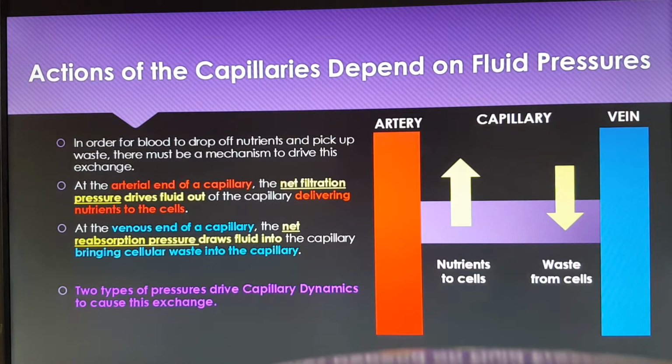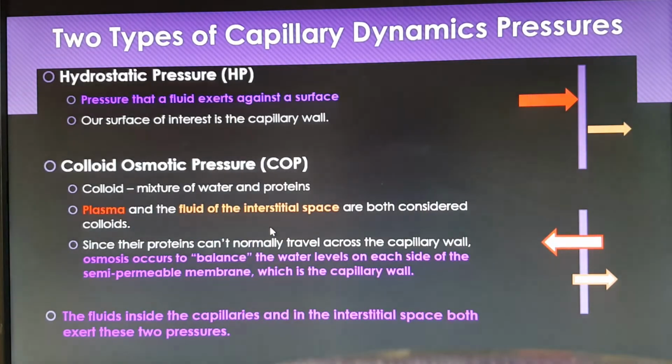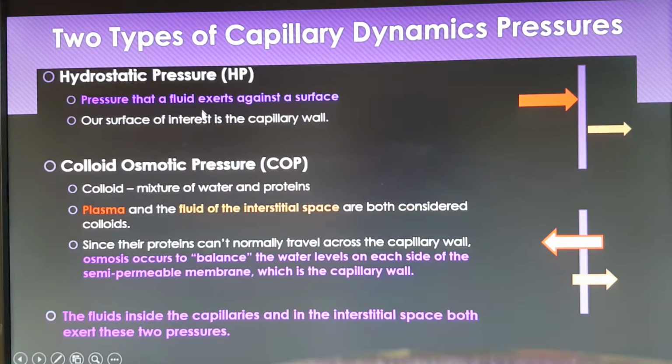There's two types of pressures that drive both the net filtration as well as the net reabsorption pressures. These two pressures are your hydrostatic pressure as well as your colloid osmotic pressure. Hydrostatic pressure is a pressure that a fluid exerts against a surface, and in our case, our surface is the capillary wall.